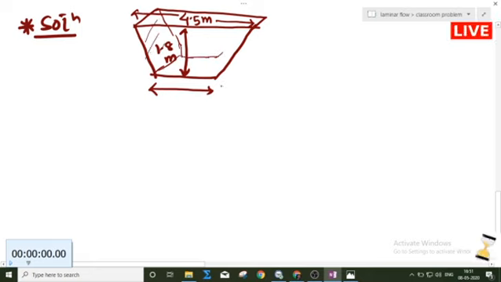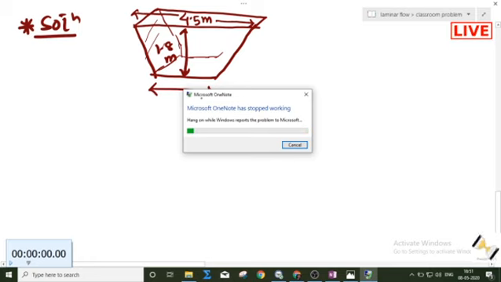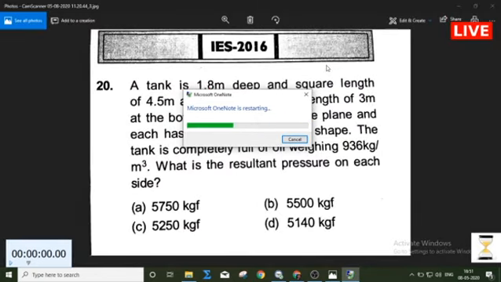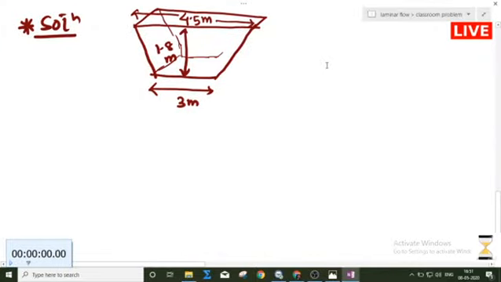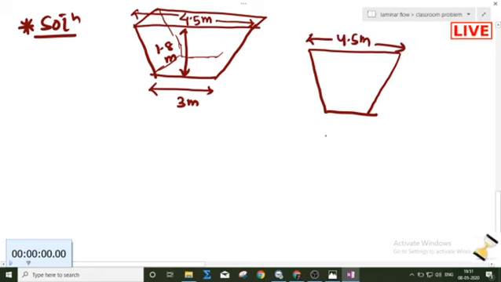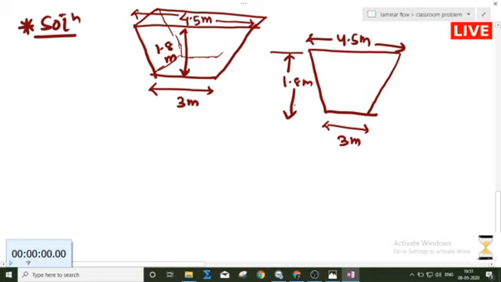So I'm drawing one of the surfaces. Suppose this is my one side I'm drawing. This is a very easy question, and this is my 4.5 meter. Okay, and this height is 3.3 meter. Now this height is the perpendicular height from the free surface of the oil.